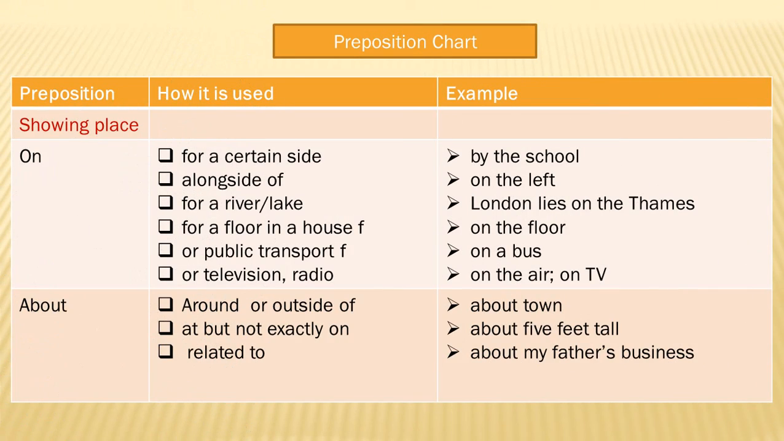On. Sorry. On is used in five cases. For a certain site, by the school. Sorry, this example is not correct. On the left of a, alongside of, London lies on the Thames. For a river or lake. For a floor in a house.